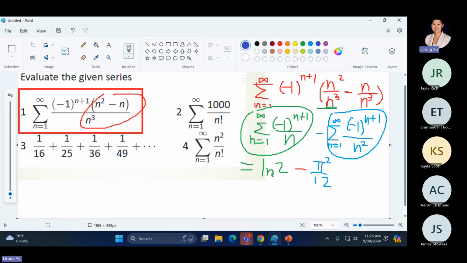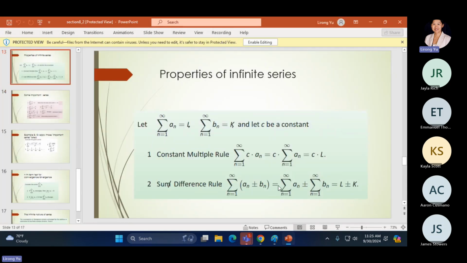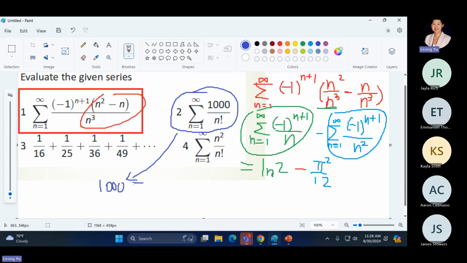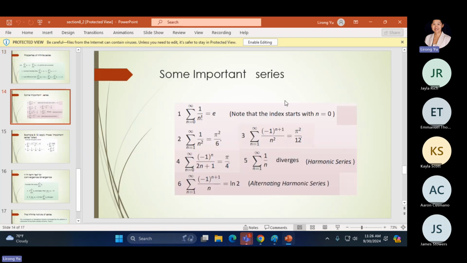Moving on to number 2, we mentioned that we can bring the 1,000 outside the summation as a common factor. This is rule number 1 property. First one, constant multiple rule. If you got a number multiplied to a term in the summation, you can bring this number outside the summation. Bring the 1,000 out of the summation, and we have summation 1 over n factorial, and n is from 1 to infinity.